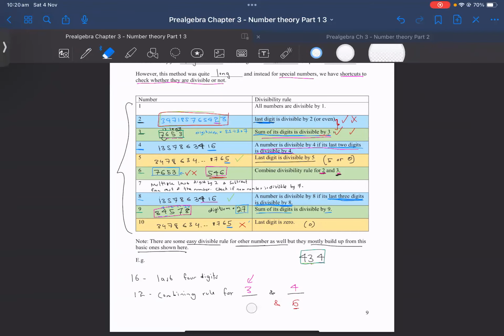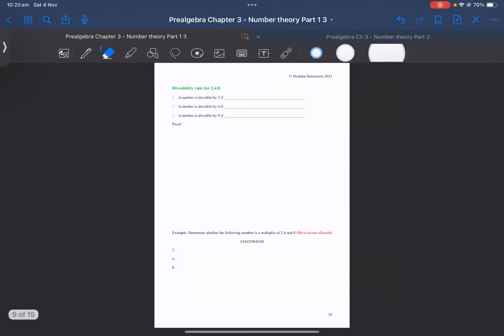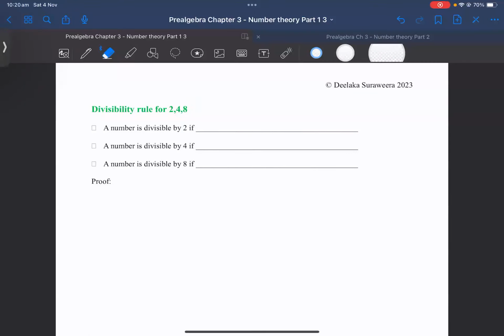All right, anyway, we'll go on to some questions now. Let's go to divisibility rules for 2, 4, and 8. Like we said before, let's quickly go over the divisibility rules again. A number is divisible by 2 if what's the test? Last one digit is even. Divisible by 2 or even, they're the same thing.